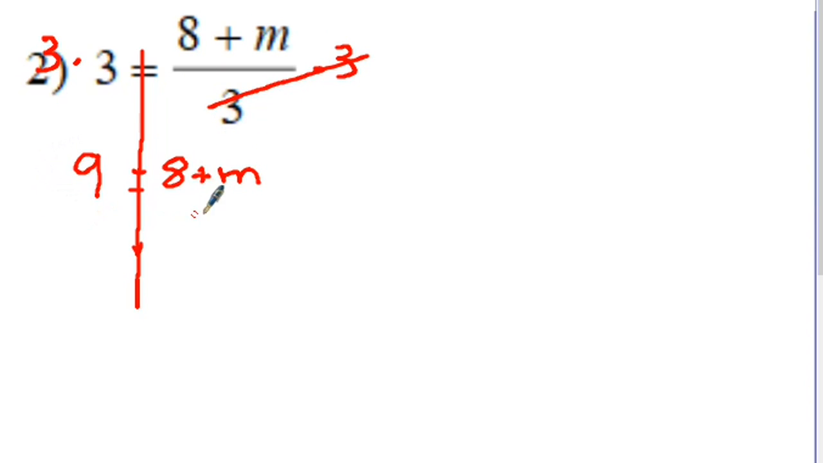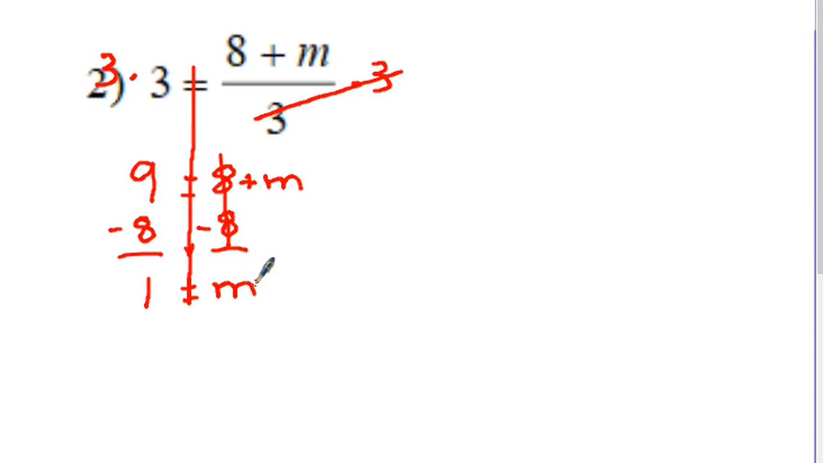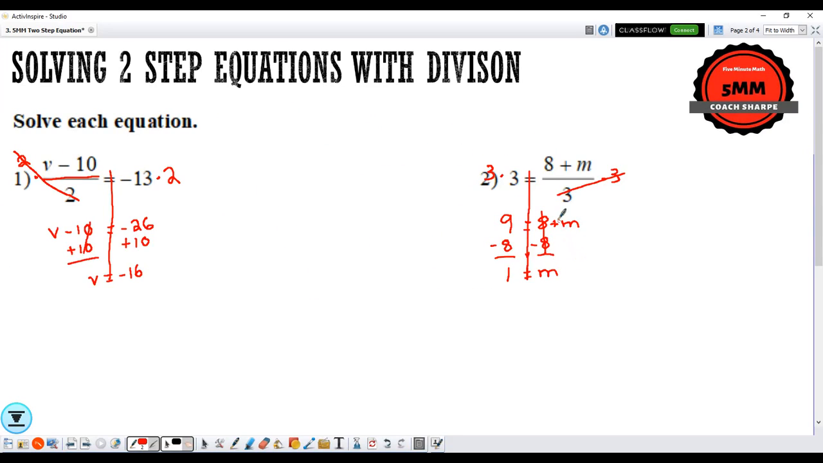Now we've turned this thing into a one-step equation. So to finally get m by itself, we look at 8. 8 is a positive 8. So the opposite of a positive 8 is a negative 8, or subtract 8. And if I subtract it on the right, I'm also going to subtract it on the left. So that helps me cancel these 8's out. 9 minus 8 gives me 1. So I have 1 is equal to m. So now we have successfully solved these two problems for their variables.